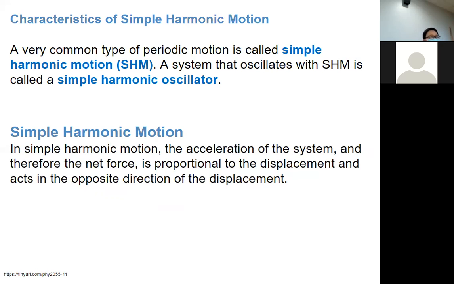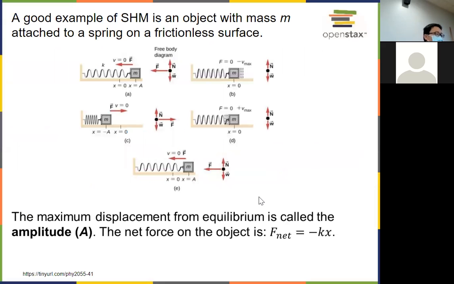So the oscillation of a simple harmonic motion, you can call it SHM, okay, for the abbreviation. And the net force is proportional to the displacement and acts in the opposite direction of the displacement. We'll see about it later when we check the equations for displacement and velocity and acceleration, etc.